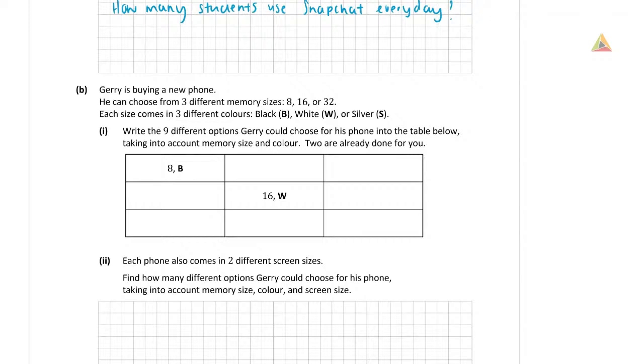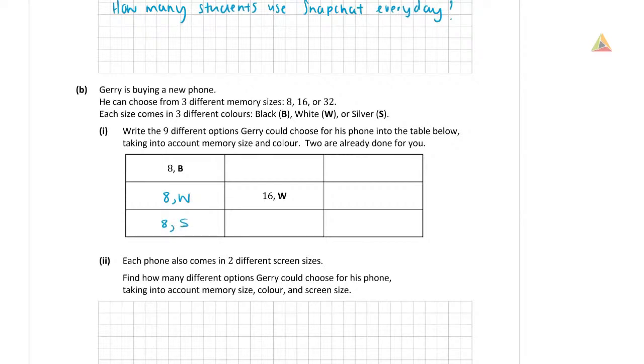Each size comes in 3 different colours, black, white or silver. Write the 9 different options that Jerry could choose for his phone into the table below, taking into account memory, size and colour. 2 are already done for you. So if we went with the 8 for the memory sizes, so 8 and black is already done. We could have 8 and white, or we could have 8 and silver.